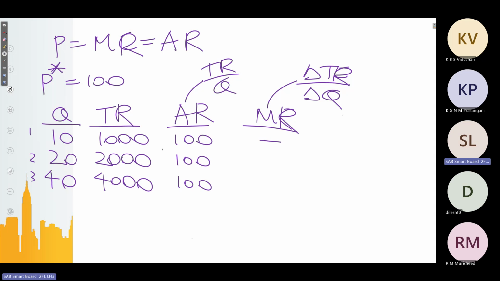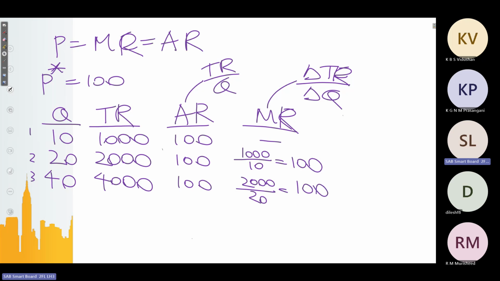For the second output level, change in total revenue is 1,000. Change in output level is 10. And the answer is 100. For the third output level, change in total revenue is 2,000, and change in output level is 20. And marginal revenue is 100.